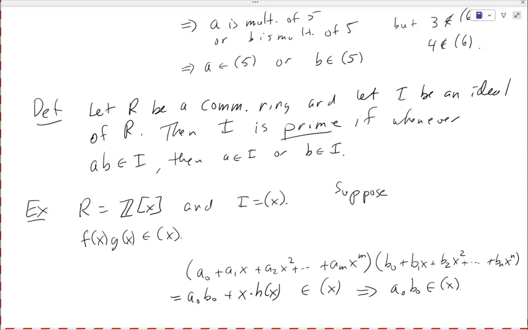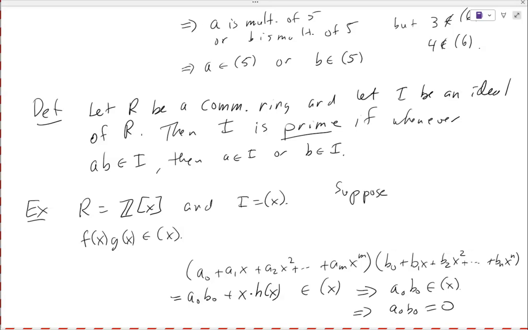that a naught b naught is in the ideal generated by x. But that's a constant, isn't it? Are there any constants in the ideal generated by x? Just one. What's the only constant in there? 0. So it tells me that when I multiply a naught and b naught together, I get 0.